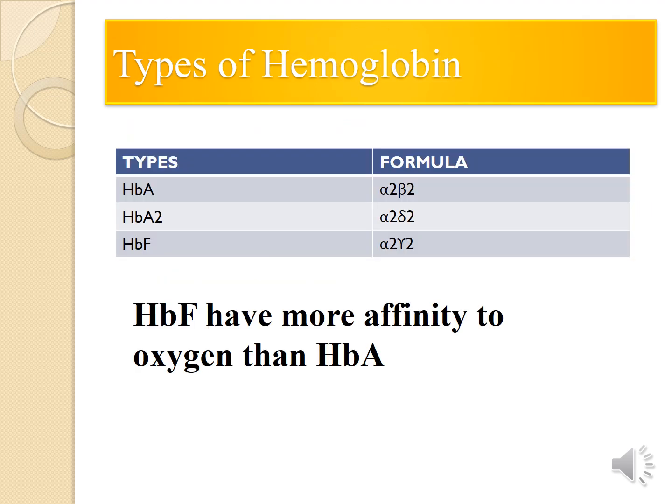So these are the types of hemoglobin, where hemoglobin A has the formula alpha 2, beta 2. These are the subunits I mentioned earlier in previous slides. HbA2 is alpha 2 and delta 2, and HbF is alpha 2 and gamma 2. HbF has more affinity to oxygen than HbA, because of its subunits, alpha and gamma.